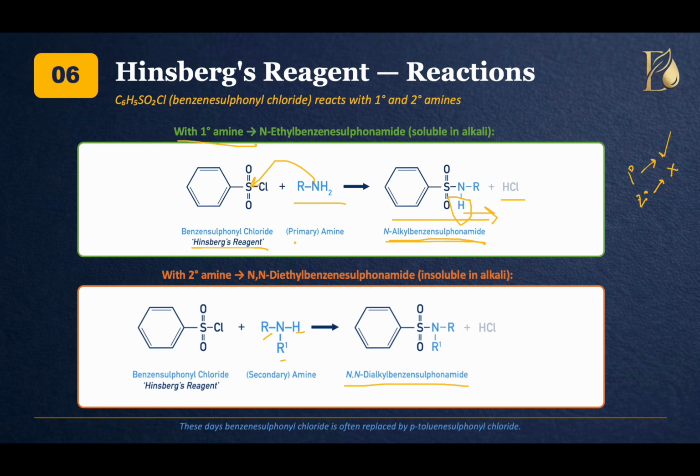Why? Because tertiary amines do not have a hydrogen atom on nitrogen. What are tertiary amines? R3N. There are three alkyl groups attached to nitrogen and no hydrogen atom. And we know that for the Hinsberg reaction to happen, there should be at least one hydrogen atom on nitrogen. So because of the absence of a hydrogen atom, tertiary amines will not undergo the Hinsberg reaction.